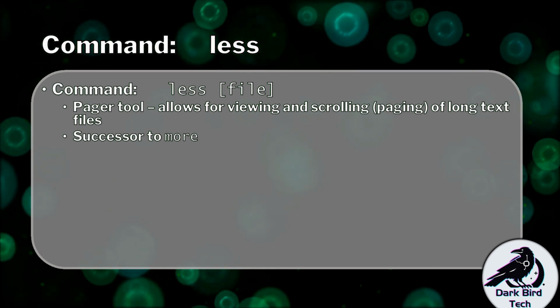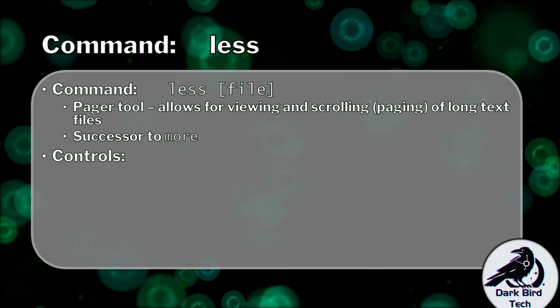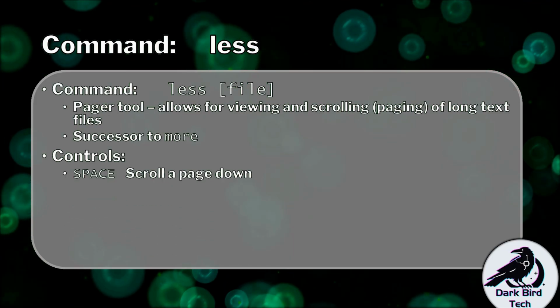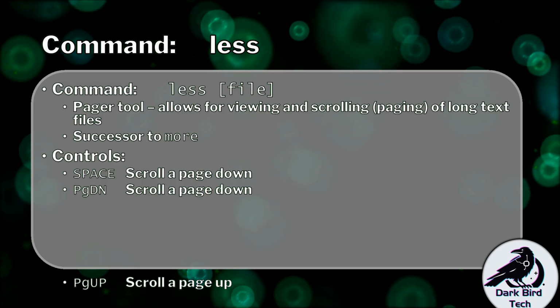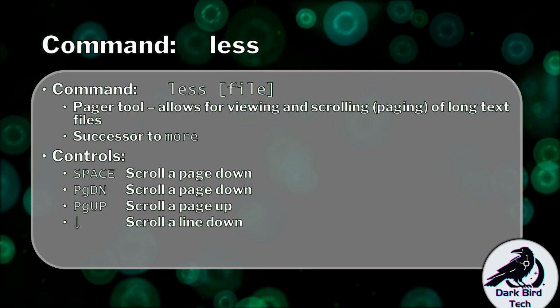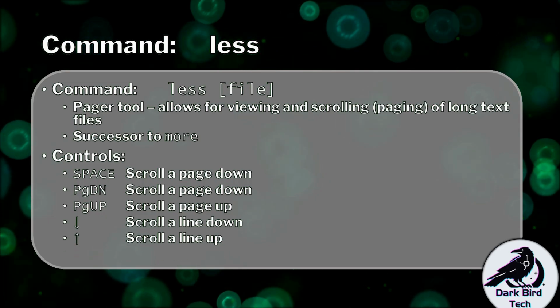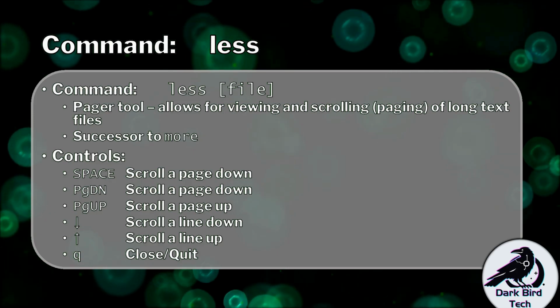Now in terms of working with it, it's more controls than options. So you've got the space bar, which lets you scroll a whole page at a time. Page down on your keyboard will do the same thing. Page up scrolls you one page up. The down arrow key moves you down a line. The up arrow key moves you up a line. And you can tap the Q key for quitting or closing.